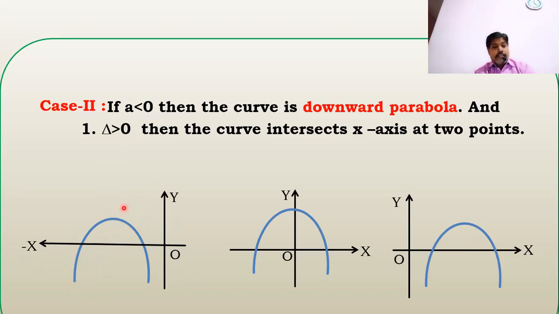The roots are distinct, that means not equal, so 2 roots will exist. So that's why the curve intersects the x-axis. Are all of these understood, students?